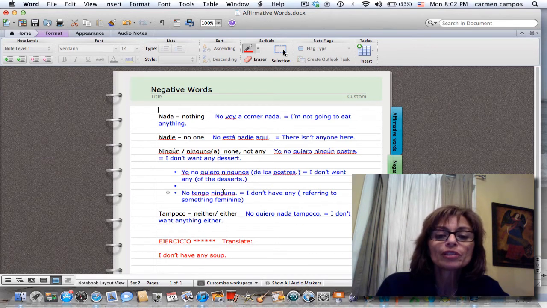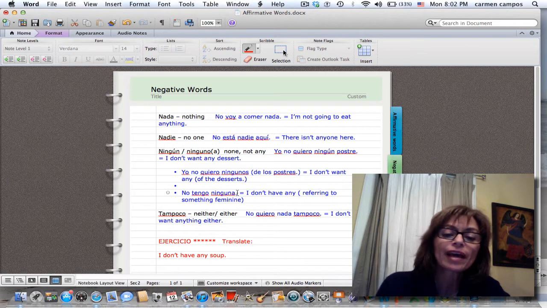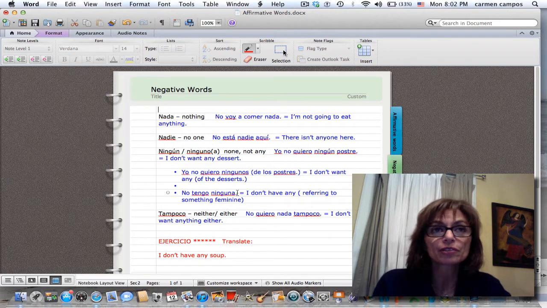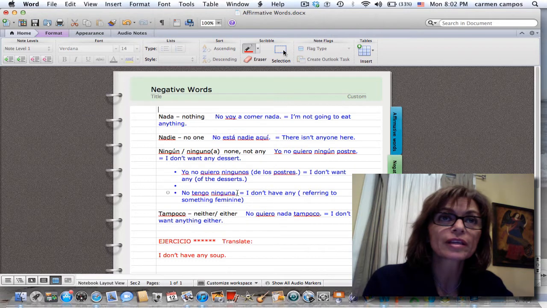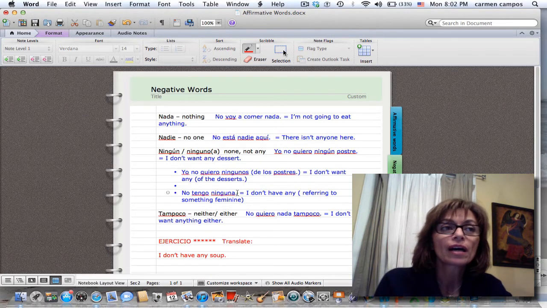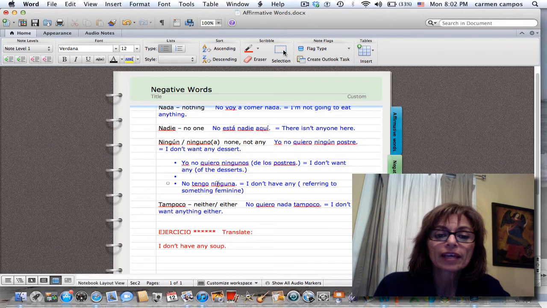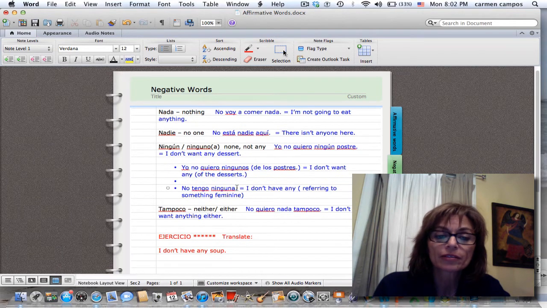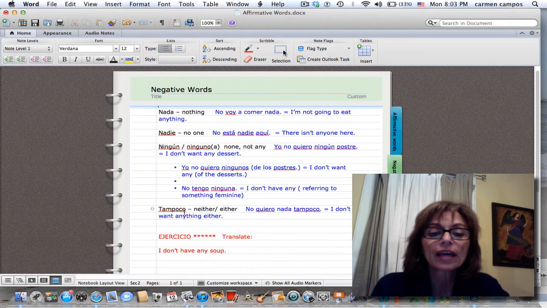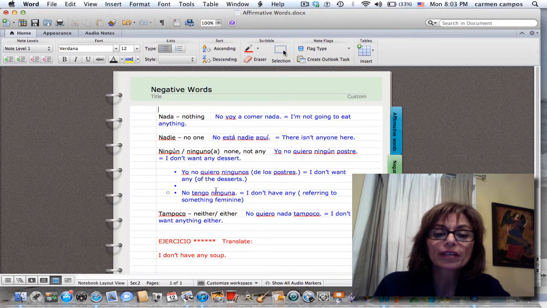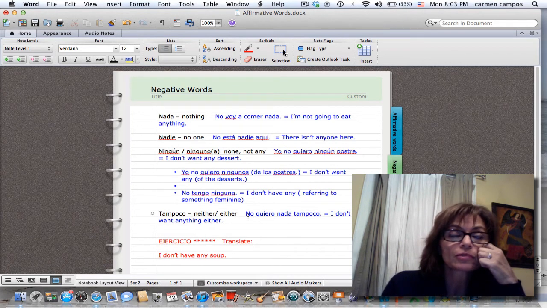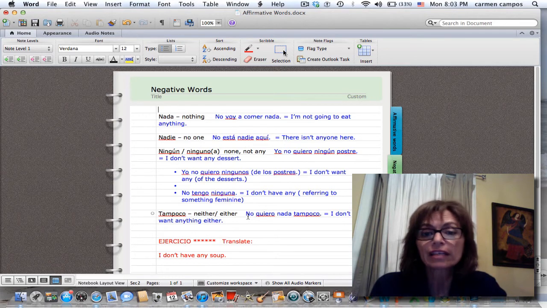No tengo ninguna. I don't have any, referring to something feminine. No tengo ninguna pulsera. I don't have any bracelets. Okay, and again, ninguna singular here. Tampoco is the last one, and it means neither or either.